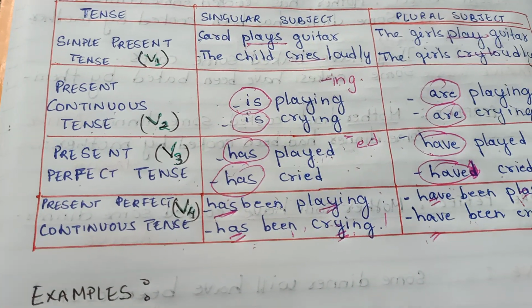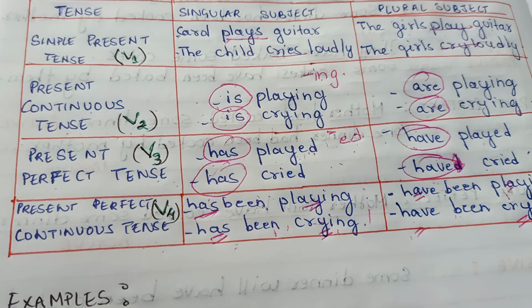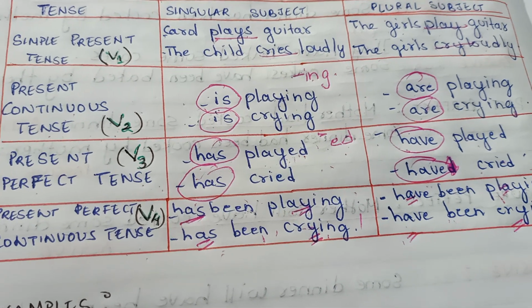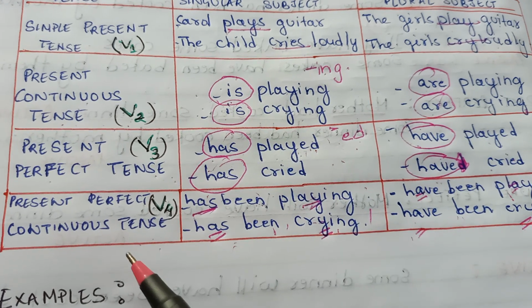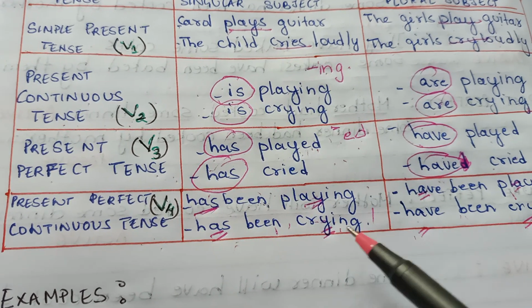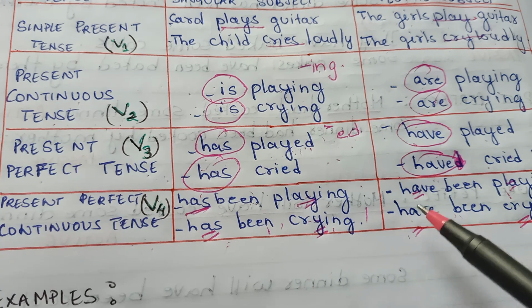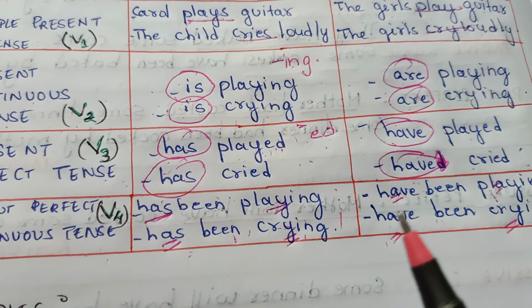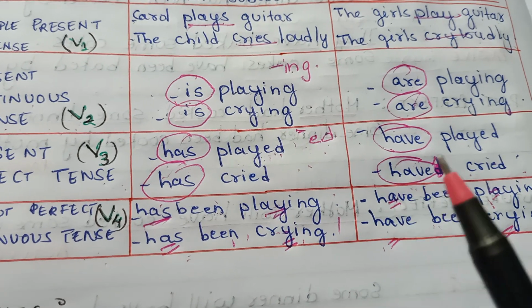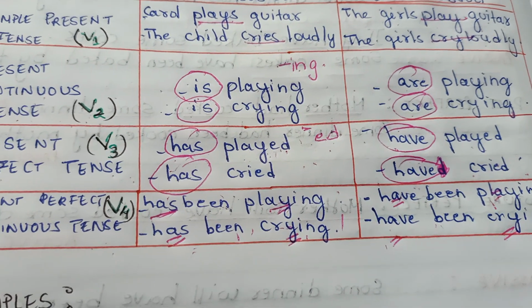So, what exactly is the present perfect continuous tense? It is telling us that the action has begun. It is continuing for a long period of time. It's still going on. It is not finished. The action is still not completed. It has started, continued for a period of time, and it is still going on.